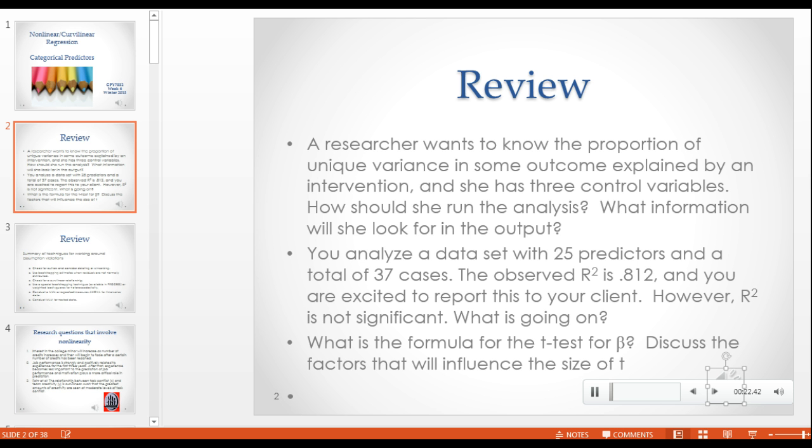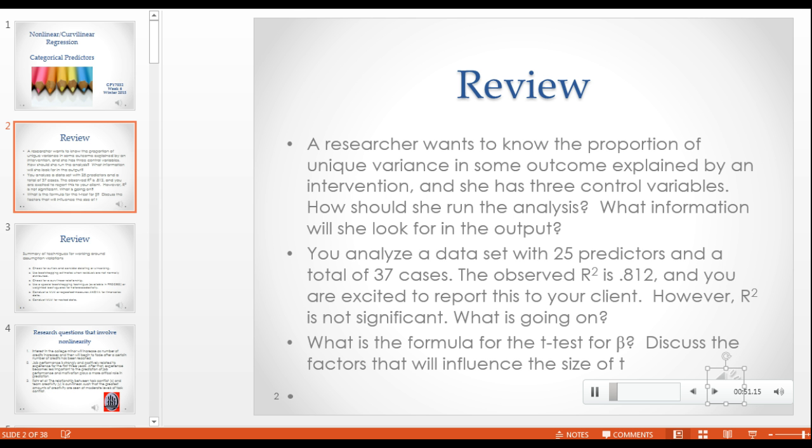So let's say that a researcher wants to know the proportion of unique variance in some outcome that is explained by an intervention. And furthermore, she has 3 control variables. So what analysis should she run, and what information should be paid attention to in the output? So for this one, it sounds like a hierarchical regression is necessary because the words that should tip us off to that is proportion of unique variance.